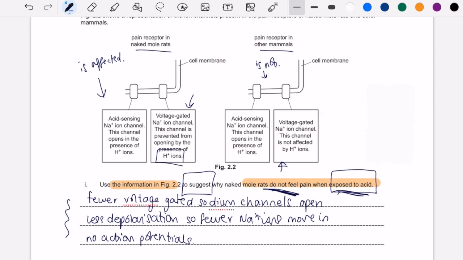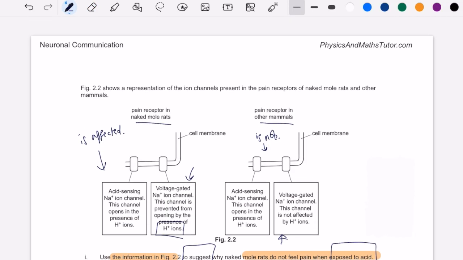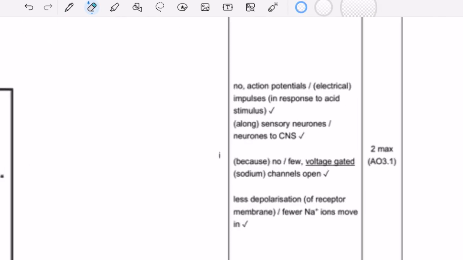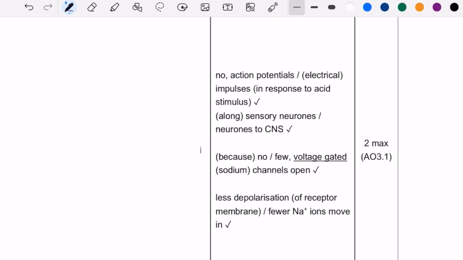Okay. I am pretty satisfied with that answer. It is 2 marks, and I'm assuming I've written 3 points. But let us check over here. Okay, what does it say? It says no action potentials. Yes, we got that point. Because if there are no channels open, no action potential can occur. Because there is no or less depolarization, which we got here. Great, so that's already 2 marks.